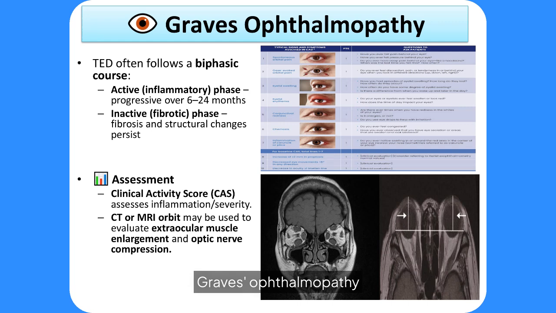Graves' ophthalmopathy follows a biphasic course with active inflammatory and inactive fibrotic phases. Assessment involves the Clinical Activity Score, CAS, and imaging like CT or MRI to evaluate muscle enlargement and optic nerve compression. Phase differentiation guides therapy, as active disease responds to immunosuppression, while inactive disease requires rehabilitative surgery.